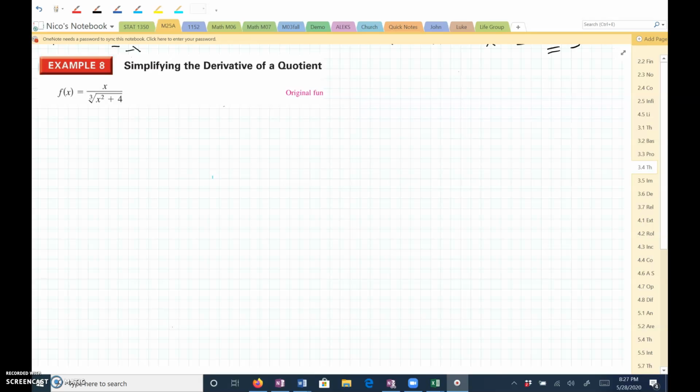Example 8, simplifying the derivative of a quotient. So here we have the function. You can see it's a quotient because we have a numerator and a denominator. Both of them are functions. So we're going to use the quotient rule.